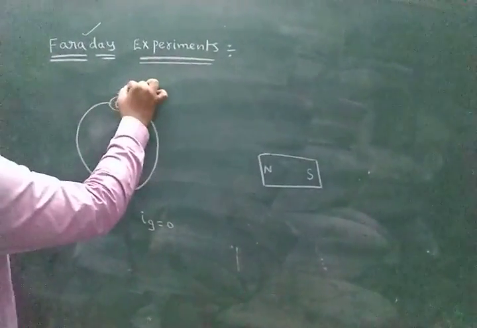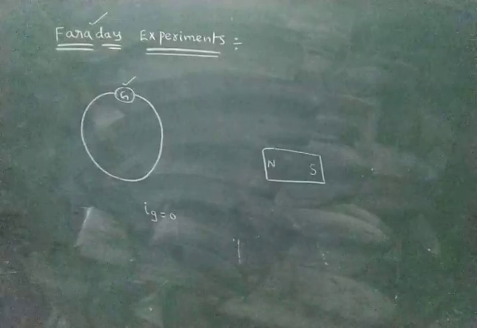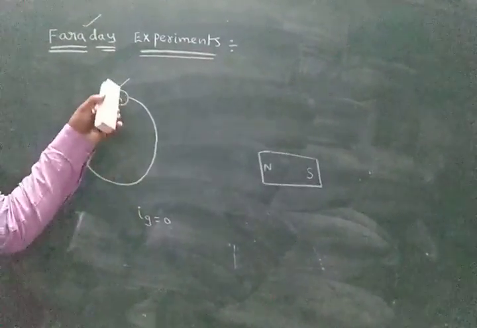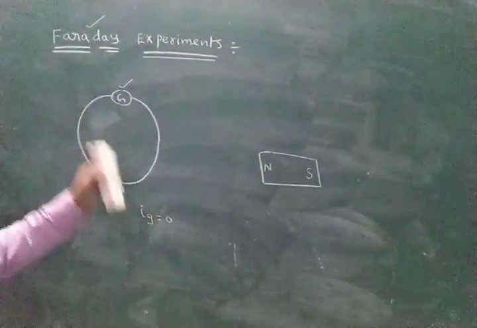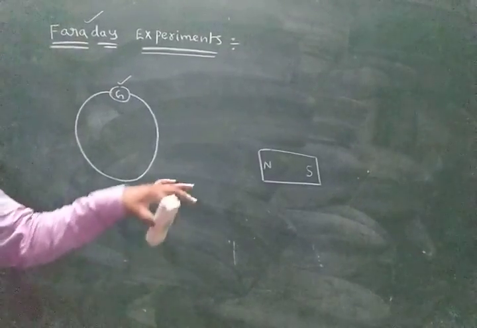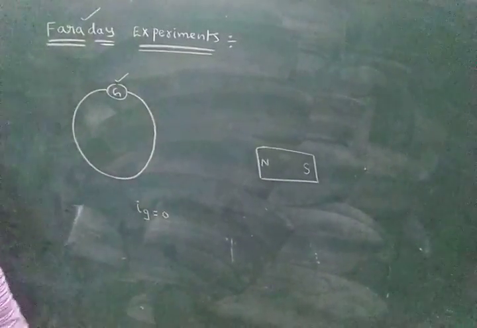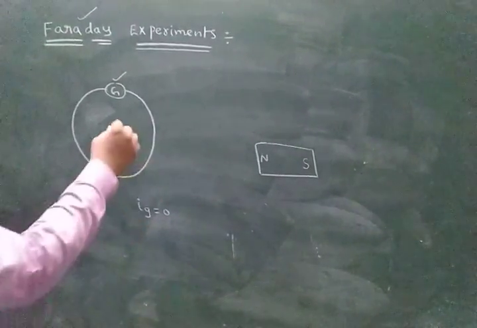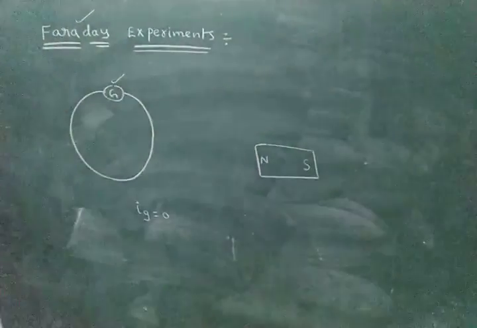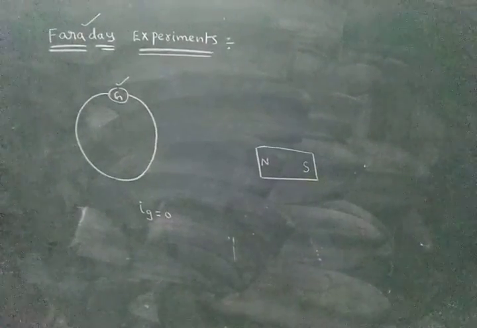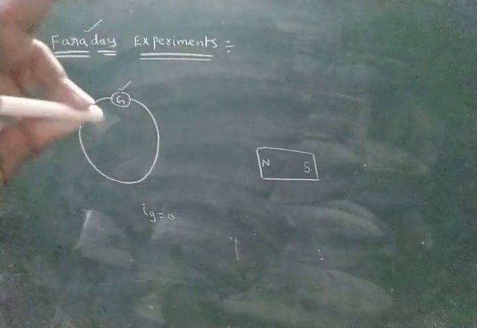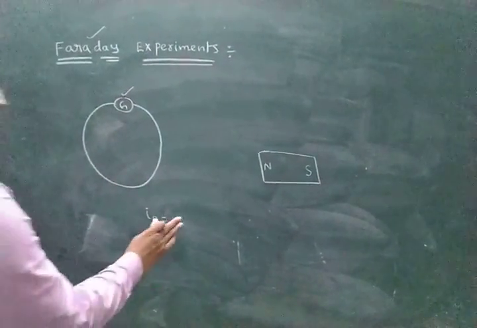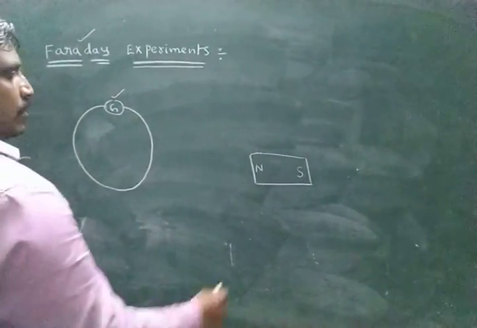What is the use of a galvanometer? To measure the current. No deflection, no current. Simply, here there is no induced current, no generating current. When both are at rest, there is no relative motion, so there is no induced current.